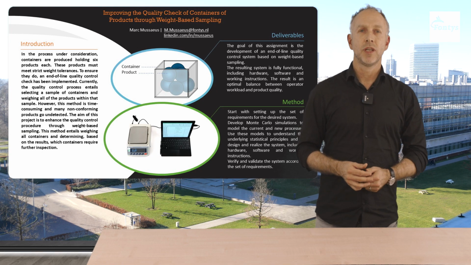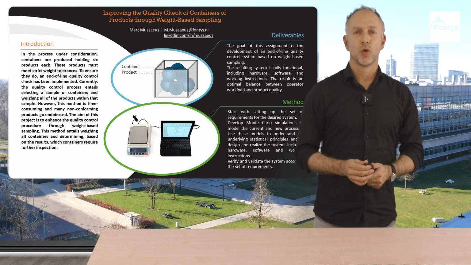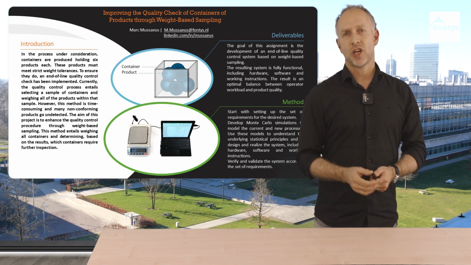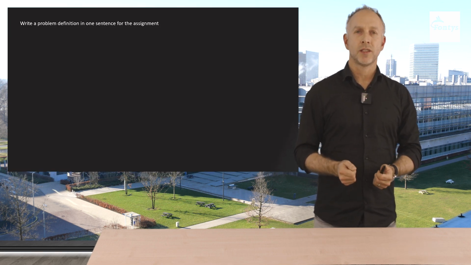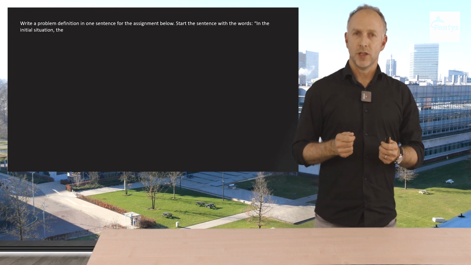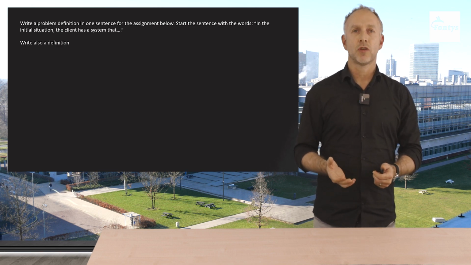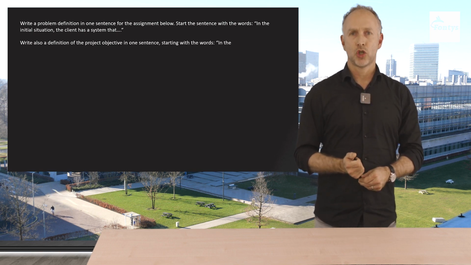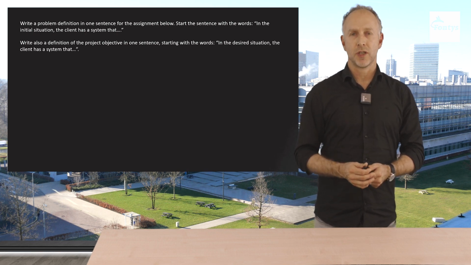Here we have an engineering internship assignment. As an engineer working on this assignment, we must first formulate a problem definition and an objective. We can ask ChatGPT the following. Write a problem definition in one sentence for the assignment below. Start the sentence with the words, in the initial situation, the client has a system that. Write also a definition of the objective in one sentence, starting with the words, in the desired situation, the client has a system that. And then we put the whole text of the assignment below it.